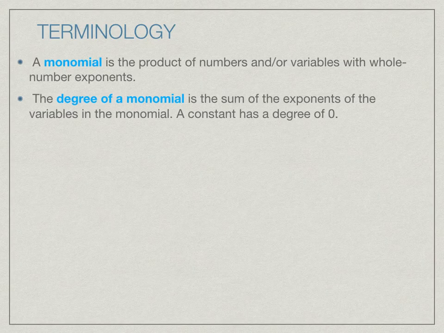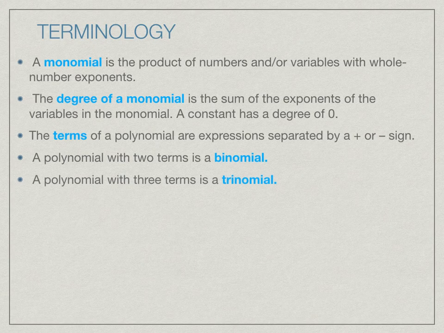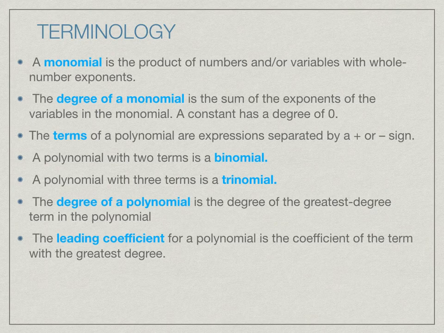A constant has a degree of 0. The terms of a polynomial are really monomial expressions separated by a plus or a minus sign. A polynomial with 2 terms is called a binomial. 3 terms is called a trinomial. The degree of a polynomial is the degree of the greatest degree term in the polynomial. The leading coefficient of a polynomial is the coefficient of the term with the greatest degree.